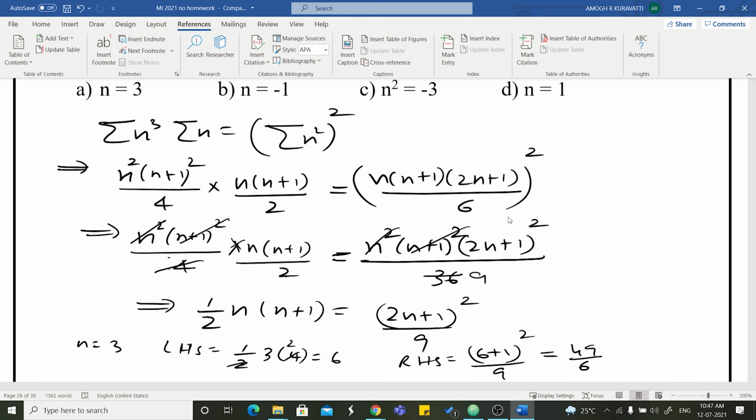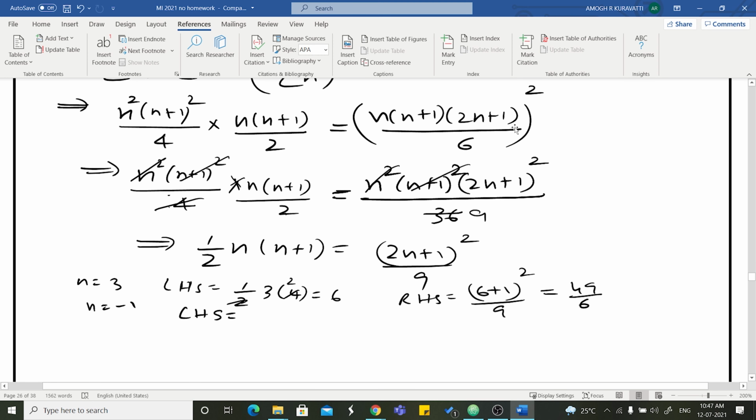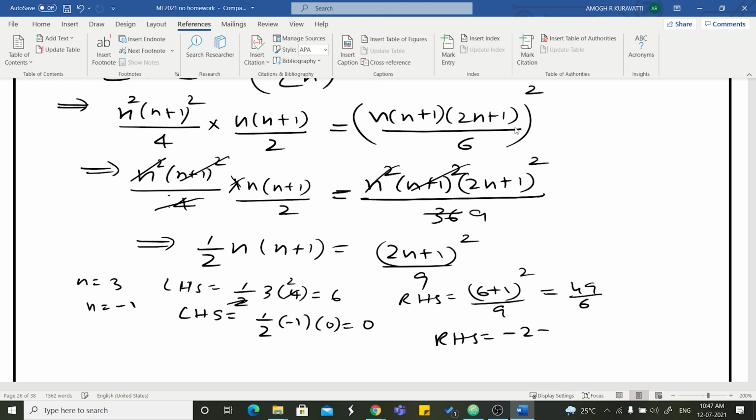Then take n is equal to minus 1. Substitute n is minus 1. LHS: 1 by 2 into minus 1 into 0, that is 0. What about RHS? N value is minus 1. Minus 2 plus 1 whole power 2 by 9, that is 1 square, 1 by 9. Wrong. LHS is not equal to RHS. Next, n value minus 1 is done.